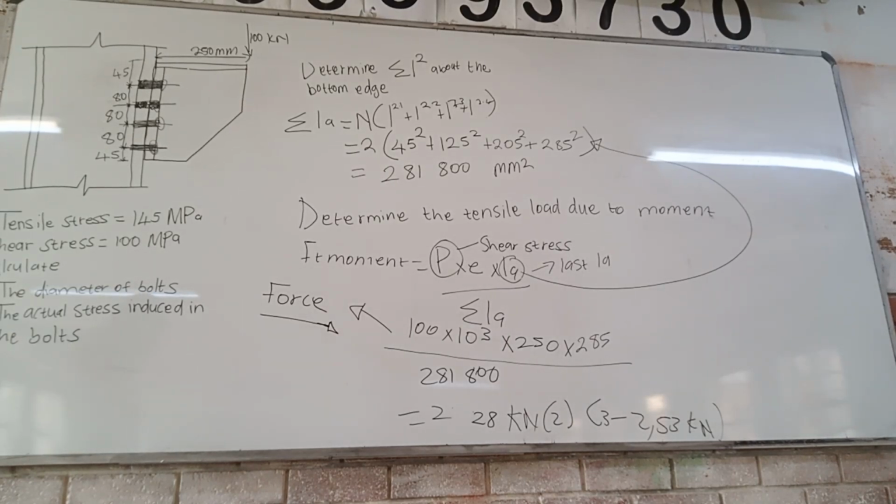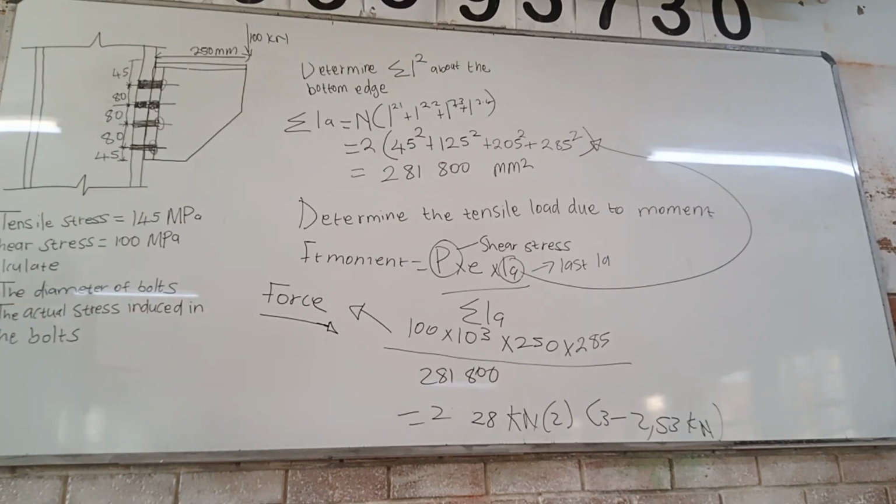Okay, the following figure shows a loaded bracket to support an eccentric load. Two rows of black bolts are arranged to the spacings as shown. Use the following stress values. They have given us tensile stress 145 MPa and shear stress 100 MPa. We need to calculate the diameter and the actual stress induced in the bolt.